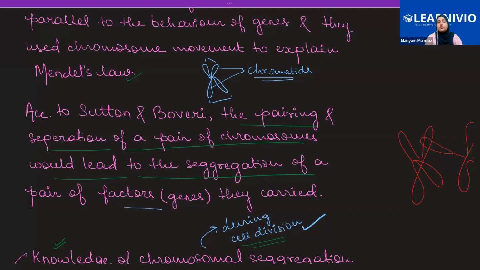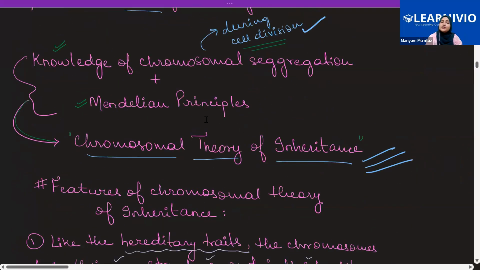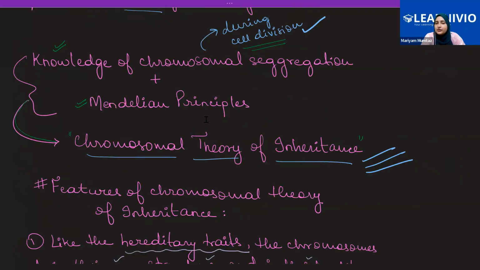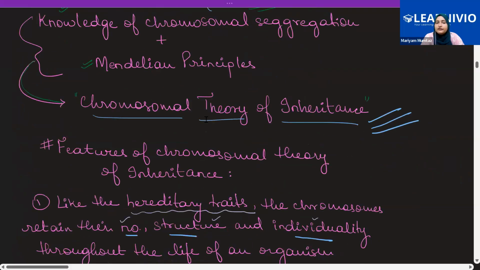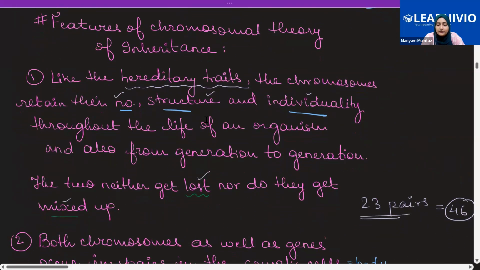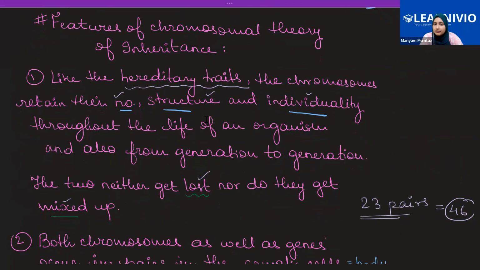So now the knowledge of the chromosomal segregation, along with the principles laid down by Mendel, led to the chromosomal theory of inheritance. According to this theory, first of all, when the DNA gets transmitted from one generation to another, the number, the structure, and the uniqueness doesn't change at all, isn't it? It's not that if the parent generation had this many chromosomes, the future generations would have fewer or more. That's not the case, right? However many chromosomes or DNA or genes are present in one generation, the same will be present in the next generation.